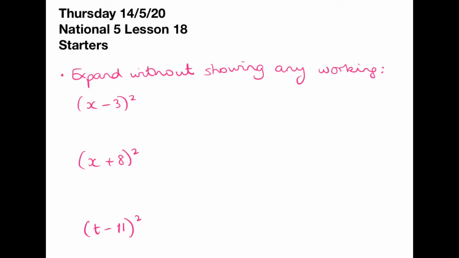Hello, today we're going to recap what we did yesterday because we need that for today's work. So our starters are expanding brackets without showing any working. You'll remember from yesterday that when you're multiplying out a squared bracket, what you end up with is the first term squared. You multiply the two terms together and double it, so that gives you minus 6x. And then you have the last one squared, and that's always plus, remember, always plus here.